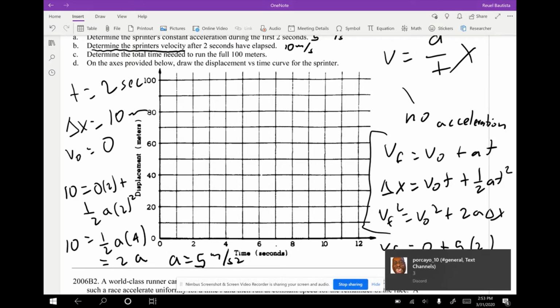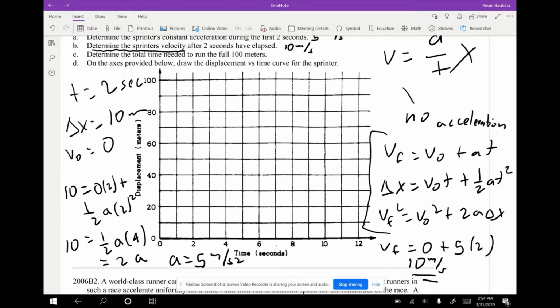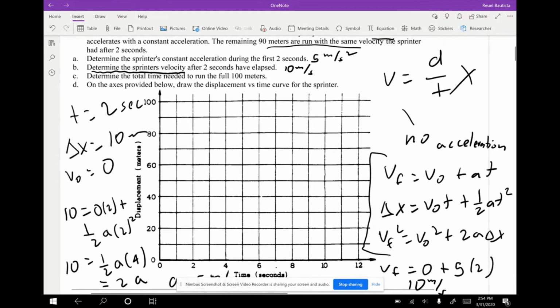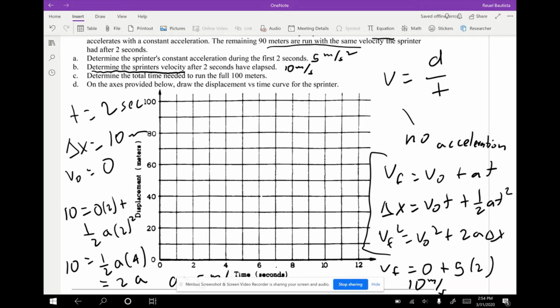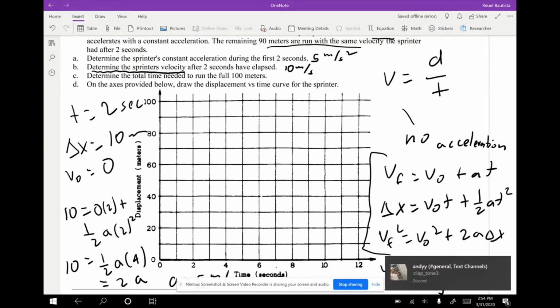It's going to be v is equal to distance over time. We're going to use this equation for the purposes that there is no acceleration. So remember, in the 90 meters, there is no acceleration, meaning we're going to utilize this equation. We know the velocity during the 90 meters. It's going to be the velocity that the runner had after the 2 seconds. So we know for the rest of the race, the runner is going to run at the velocity of 10 meters per second.